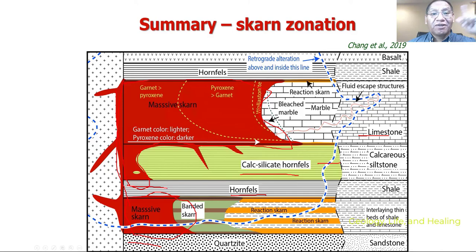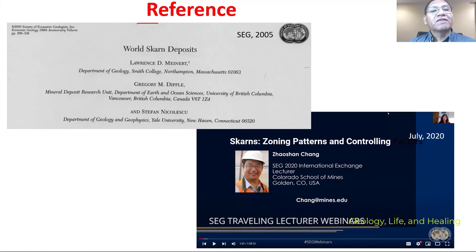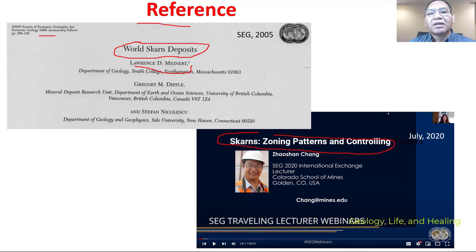And if you want to know more, because there is more, of course, we can use this reference, Gold World Skarn Deposits, from the SEG, Economic Geology 100th Anniversary Volume. And this is Lawrence Meinert, it's a very good one. And the other very good one is skarn zoning and pattern controlling. And this is the July 2020 SEG traveling lecture. And it has everything you can see. And this presentation has everything coming from these papers, many papers, and most of the graphs are coming from those.